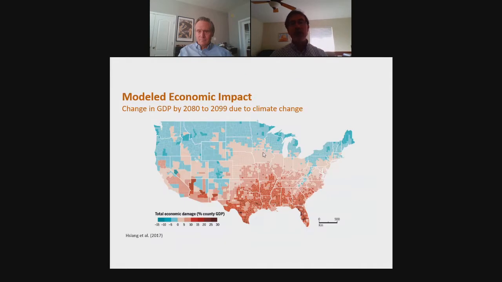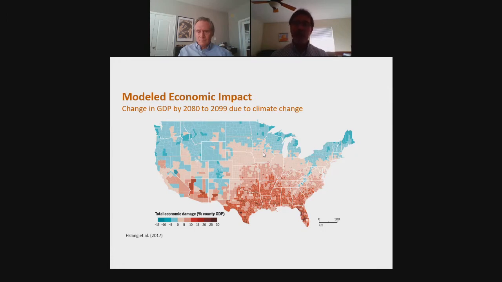Here's another way to look at it. Here's by county gross domestic product change by the end of the century from today due to climate change. This is a study done in 2017. You can see that the warmer, redder colors, browner colors, is where there's more economic damage. And the cooler colors, the bluer colors, are where there's less. In fact, you can see that the cooler colors actually have negative economic damage. That means there's actually economic gains.